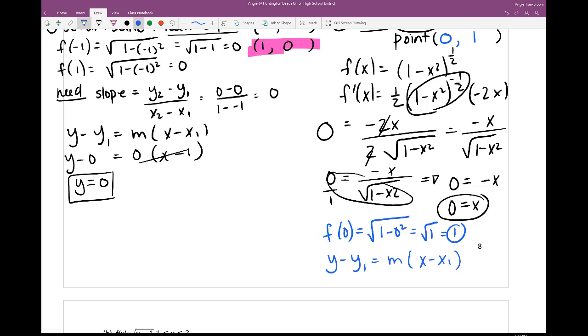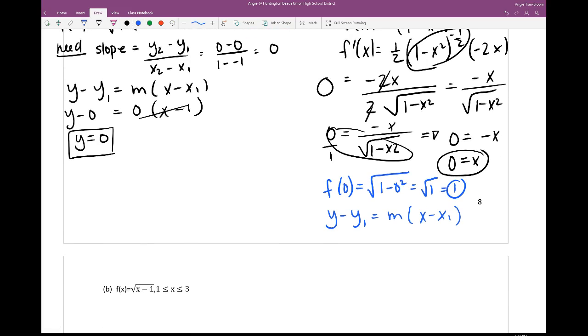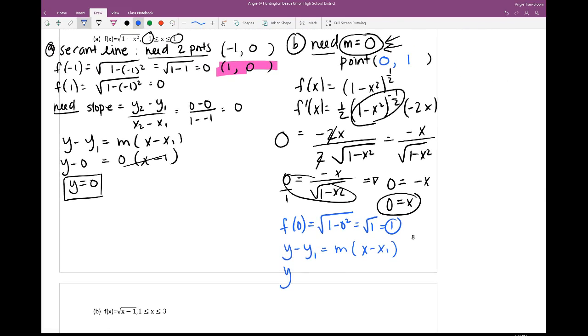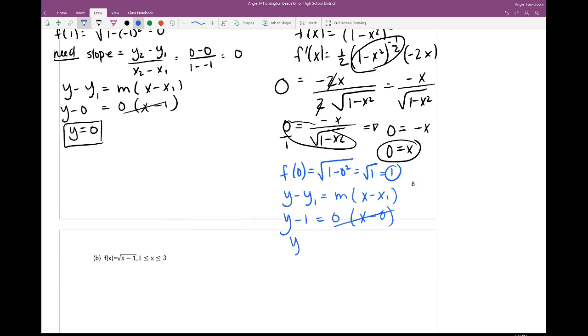Parallel lines always have the same slope. Perpendicular lines have opposite and reciprocal. So my point is, let's minimize my point. y minus 1 equals slope is 0 times x minus 0. This is going to be 0. So y equals 1 is the tangent. Okay.